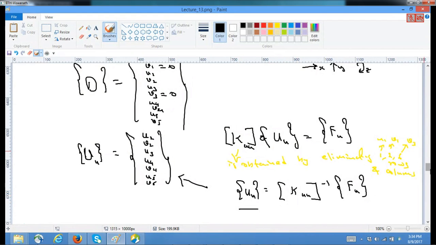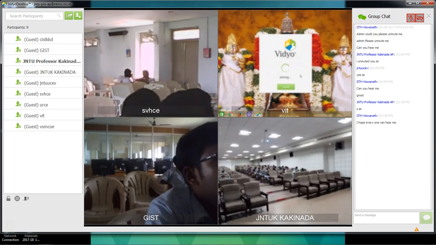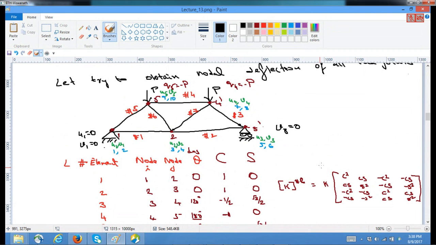Once you have obtained these things, you put this back into the stiffness matrix times F. Whatever remains after crossing that, that will give you your reaction. This is the stiffness matrix.